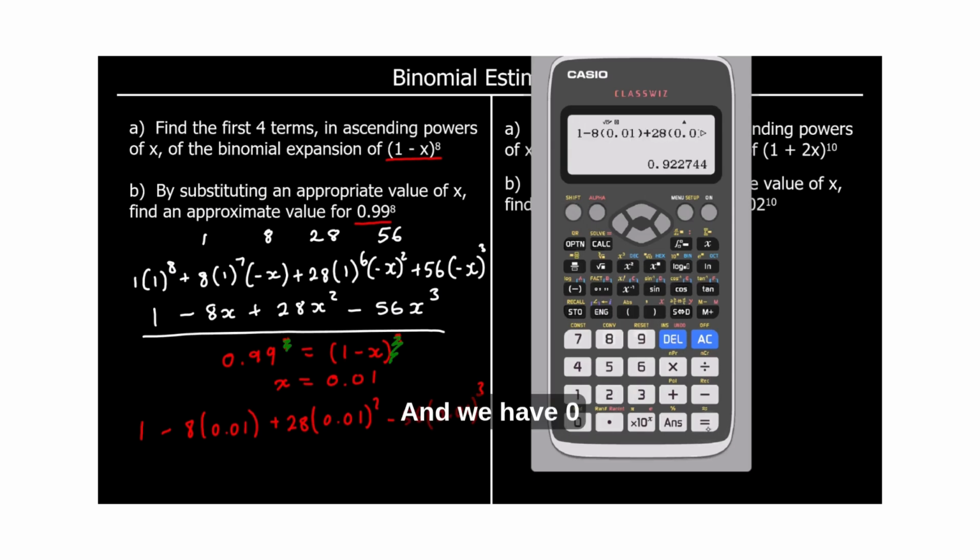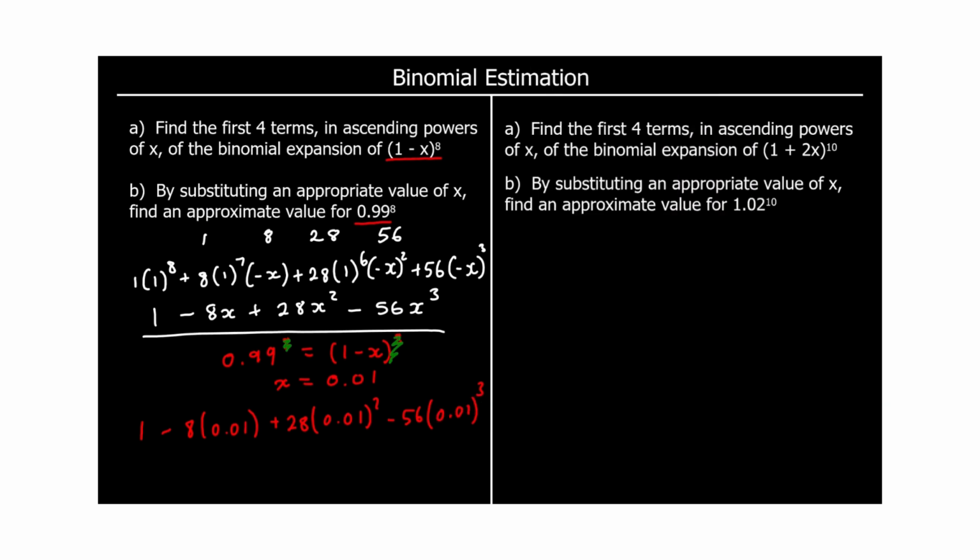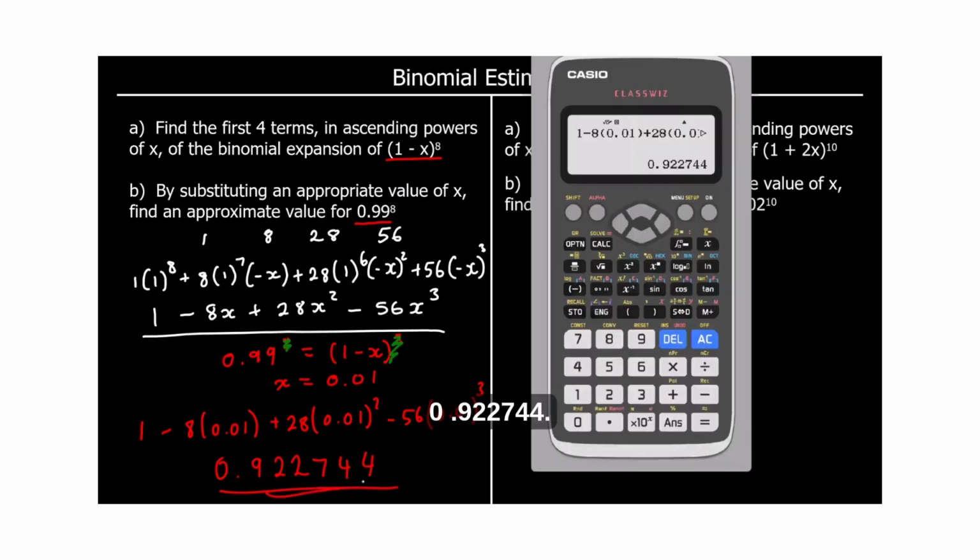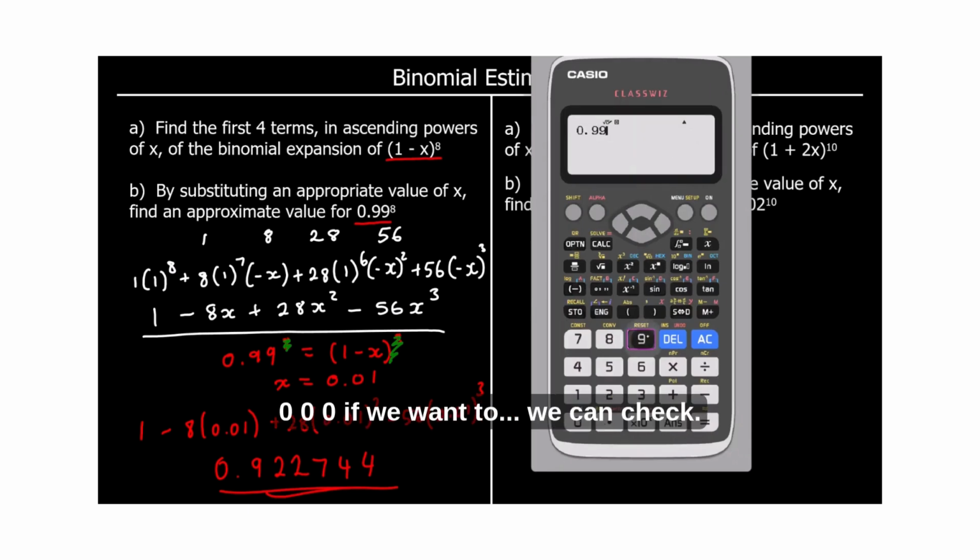And we have 0.922744. And if we want to, we can check. So 0.99 to the power of 8 should be something very similar to this. 0.922744, and then there's a 6944 on the end.